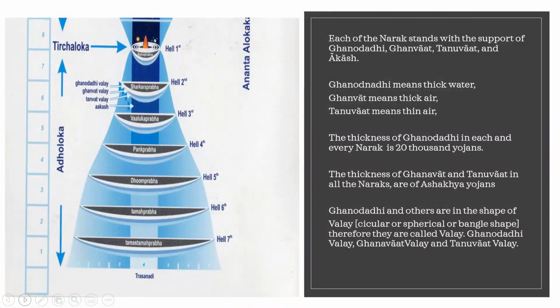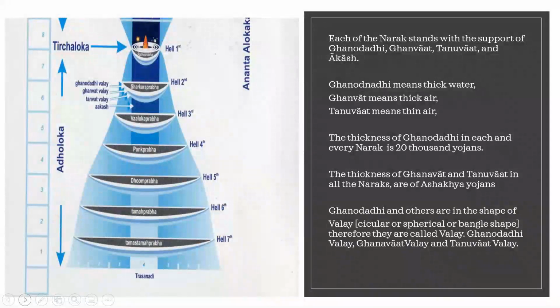If you go from top to bottom, you will have first the Bhumi of Ratnaprabha, and just below the Bhumi of Ratnaprabha, you will have the Ganodadi, that is a thick layer of water. Below Ganodadi, you will have Ganvat, that is a thick layer of air. Below Ganvat, you will have Tanvat, that is a thin layer of air. And below Tanvat, you will have empty space, that is Akash.